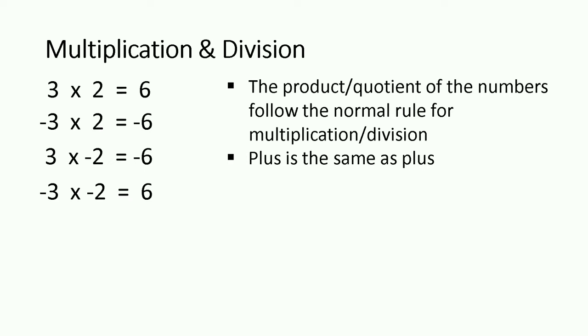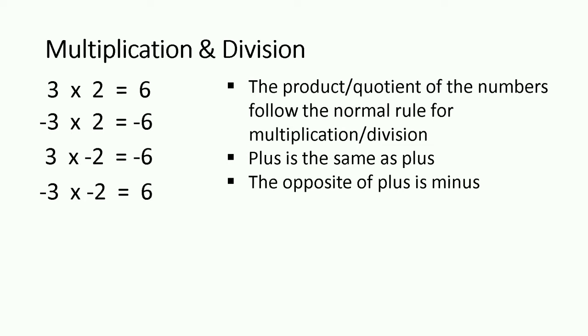The second thing we observed was a plus is the same as a plus. This can be observed in our first equation, where we see the sign in front of the 3 is positive and the sign in front of the 2 is positive. Remember, we interpret that plus as being the same as. So what is the same as a plus? A plus is the same as a plus. Hence, we have a plus in front of our answer of 6.